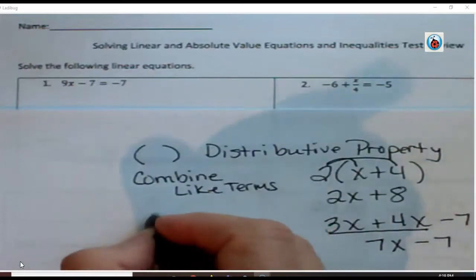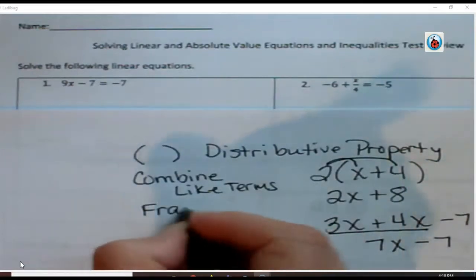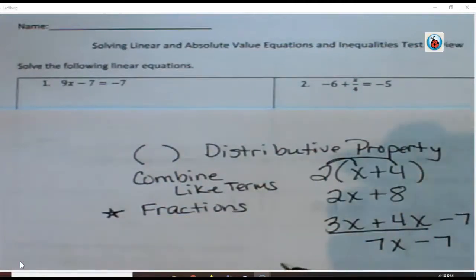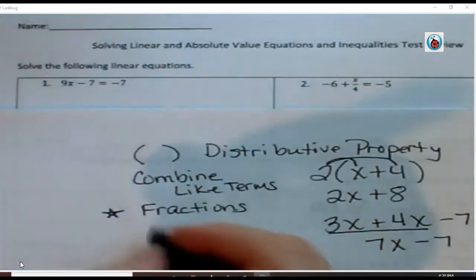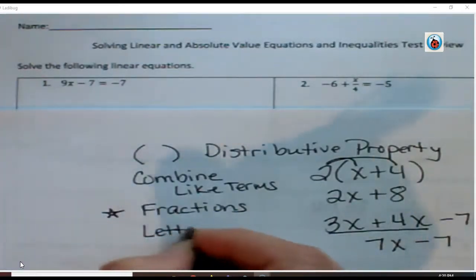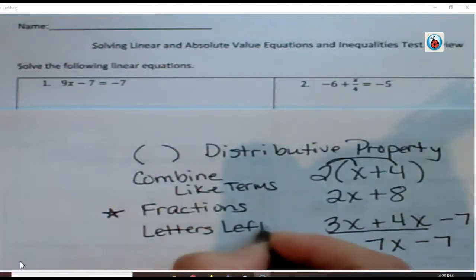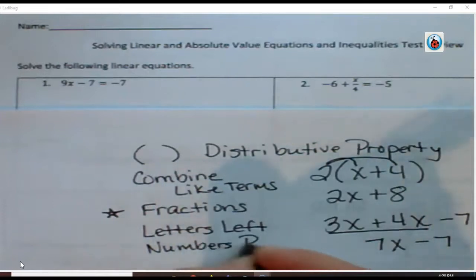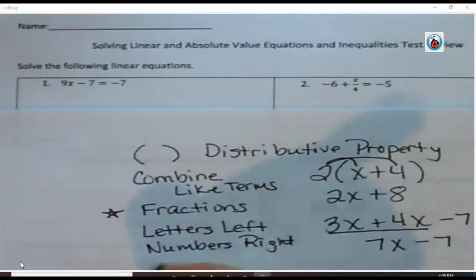The next step after that is that you might look to see if you have fractions, and that's only if you want to remove the fractions. The way you remove the fractions is to divide by the denominator, if the denominators are the same. The next step is letters left, numbers right, and then you're going to divide. Those are the steps you use to undo equations to solve your equation.